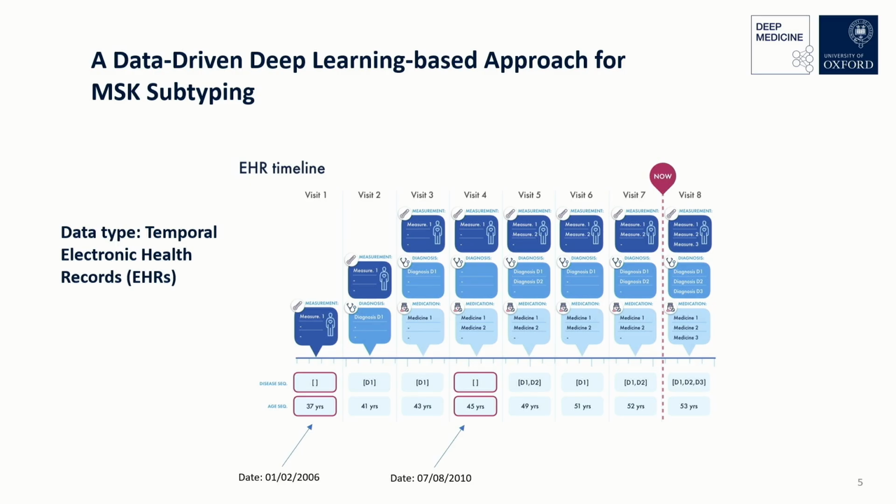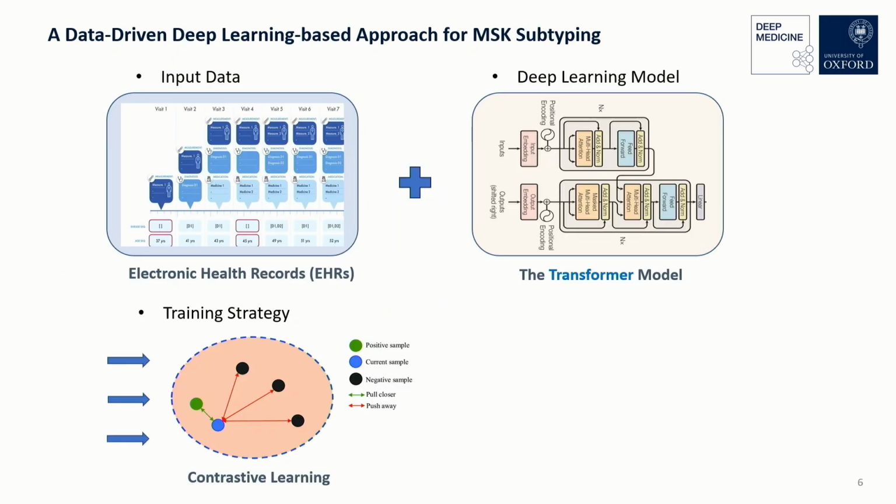And until here, which is the date patients were diagnosed with the musculoskeletal disease, we use all the pre-information as input and then put the sequence data into a transformer model. In the transformer model, we use a training strategy called contrastive learning, in which we randomly cut one patient's whole EHR before the disease diagnosis into two parts.